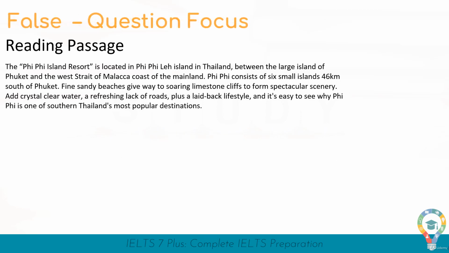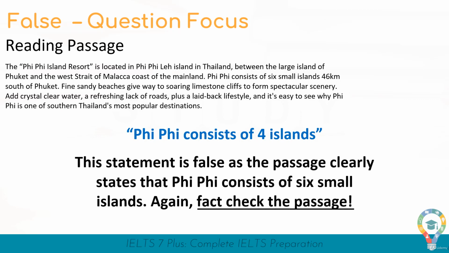And here is a statement that is false. PP consists of 4 islands. Try and find in the passage where you can see that this information is false and incorrect. Yes, that's correct. PP consists of 6 small islands. This statement is false as the passage clearly says that PP has 6 islands. Again, fact check the passage. So you want to check the facts between the statement and the text in the passage.